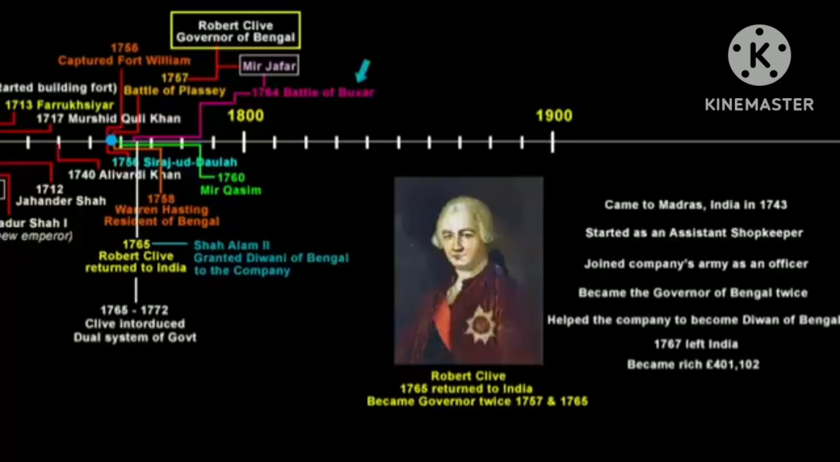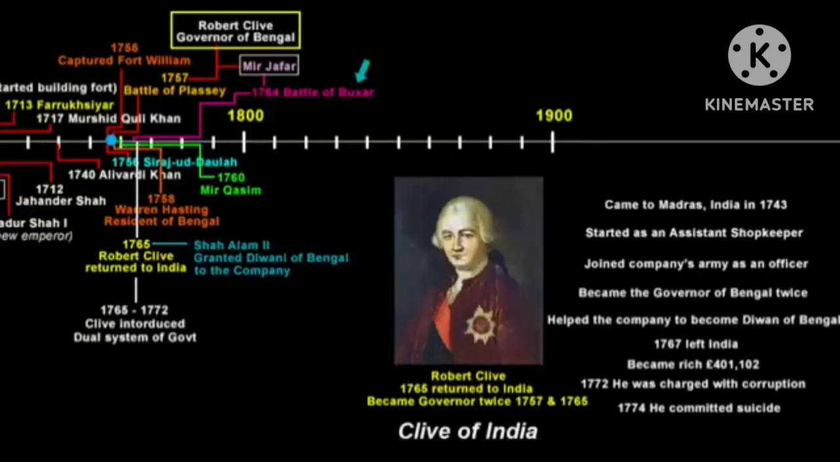After 5 years of leaving India, that is in 1772, he was charged with corruption by the British Parliament, which was suspicious of his vast wealth. Although he was acquitted, he committed suicide in 1774. This clearly proves that he was involved in many big corrupt activities during his time in India. So this was the quick story of Robert Clive, who was also known as the Clive of India.